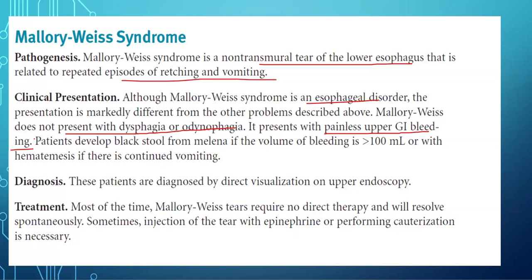And it is painless. So if you suspect something like this, how do you diagnose this? You can send the patient for an endoscopy. Most of the time, a Mallory-Weiss tear does not require any treatment because it resolves on its own. But if it doesn't and the patient has continuous bleeding, then you might need to inject some adrenaline into the bleeding point or even sometimes cauterize. Depends.